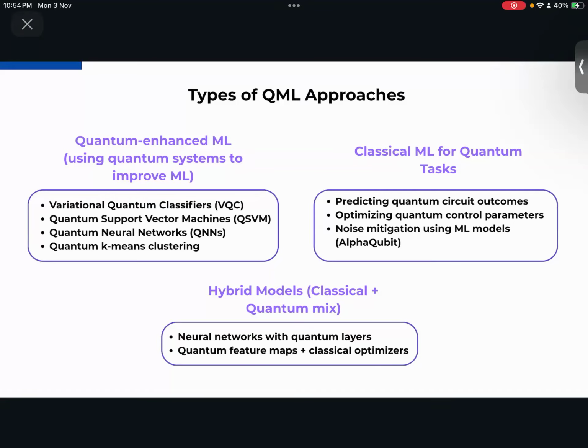We also have the hybrid models, which are a mix of quantum and classical. For example, neural networks with classical layers and quantum layers. Or a quantum model, as I mentioned before, with a feature map, where the whole encoding process of the data is quantum, and then the optimizer is classical.